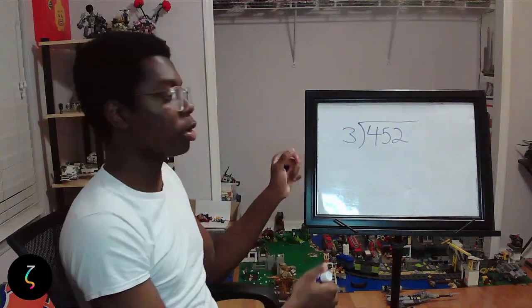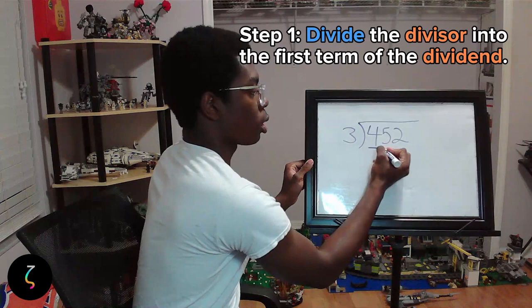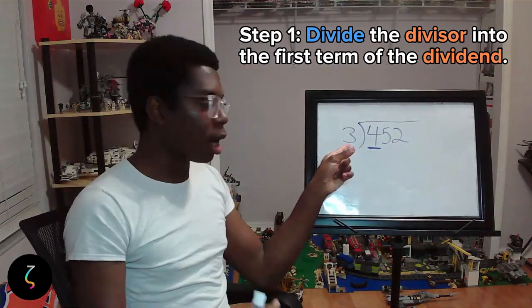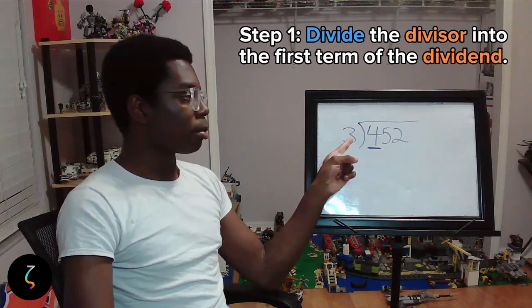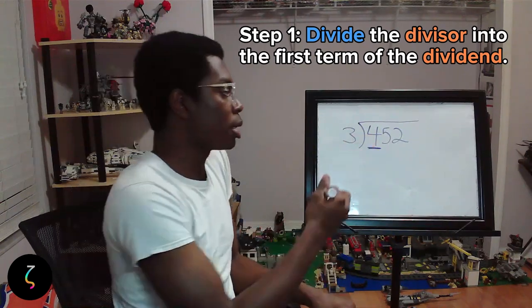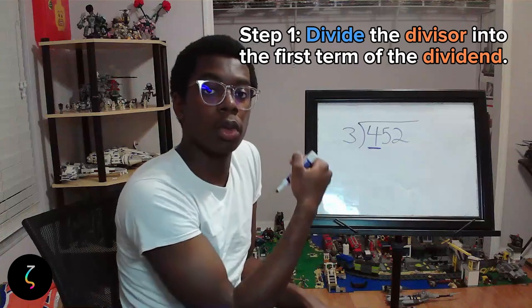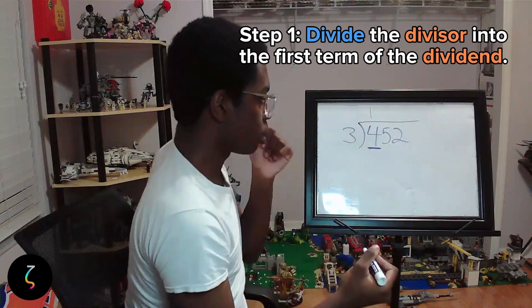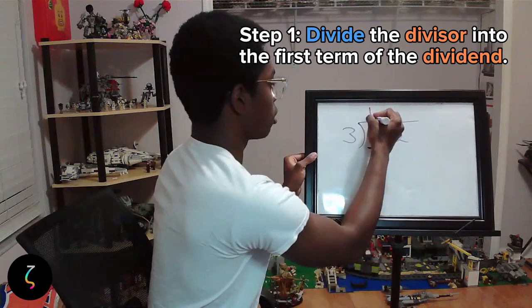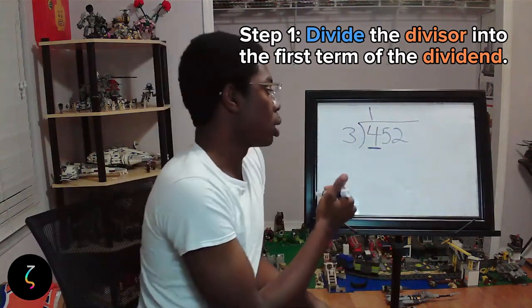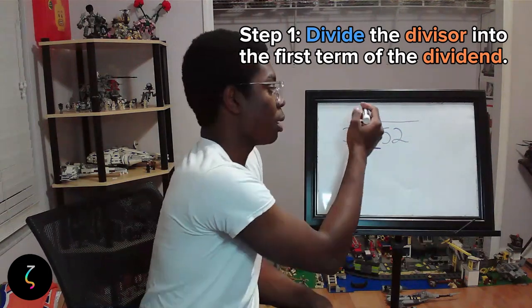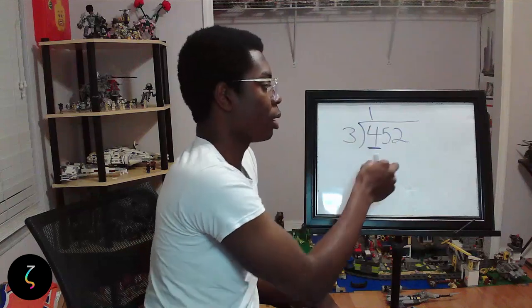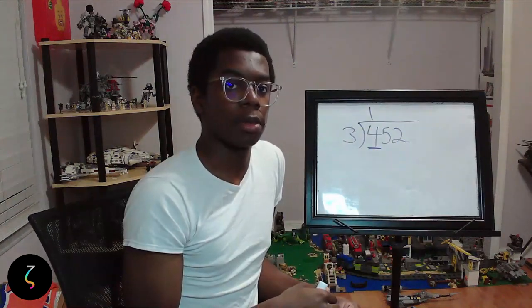So what we do first is we look at the first term, and we say, how many times can this number go into this number? So how many times can 3 go into 4? It can only go in one time, because 3 times 2 would be greater than 4. So it only goes in one time, and we put that in the hundreds place, in line with the number we just did that division by.